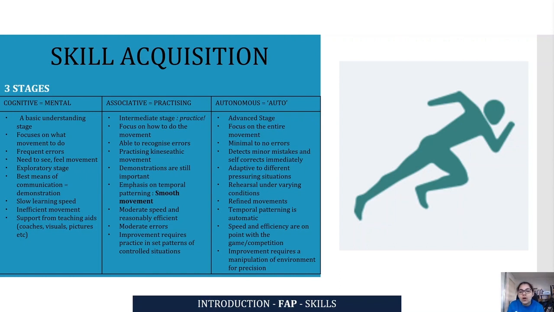So we want to focus on how to do the movement. We want to be able to recognize errors, for example, practicing a kinesthetic movement. Now, demonstrators are also really important at this stage because now they're helping us refine those movements. And there is an emphasis on temporal patterning, so smooth movement.